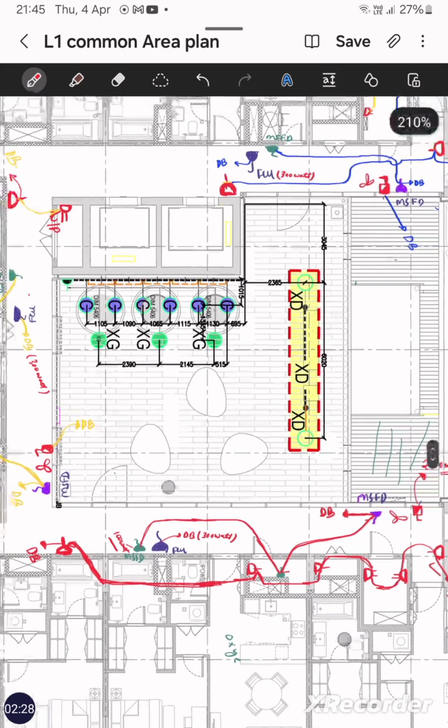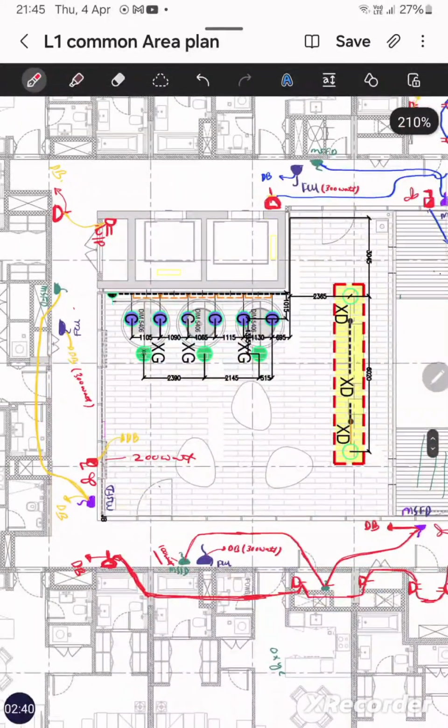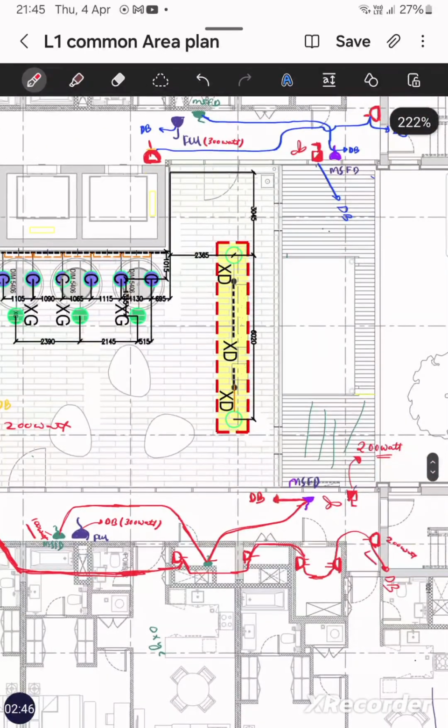Okay. Now for all MSFD the load is 100 watt. For all purging fans, the load is 200 watt. For the MSFD it's 100 watt. For FCU it is 300 watts. Now we can make the circuit number identification.